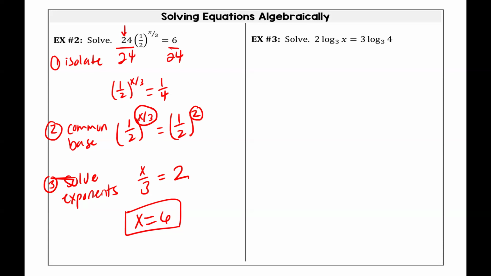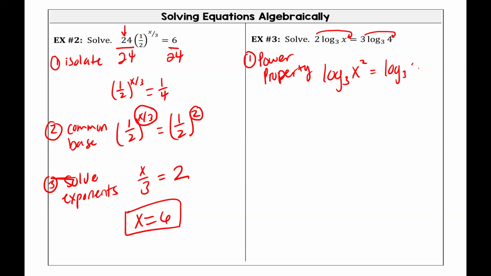All right. Now for the next one. For a log, first thing you want to do is make sure to apply the power property. So step 1 is to apply your power property. Power property says that my coefficients can become powers. So we have log base 3 x squared equals log base 3 4 to the third.